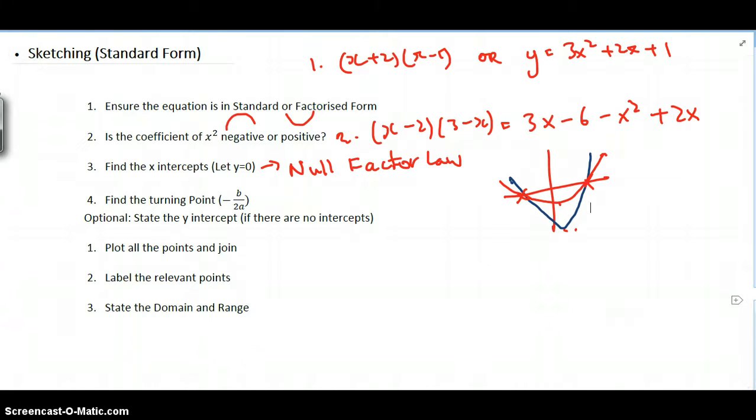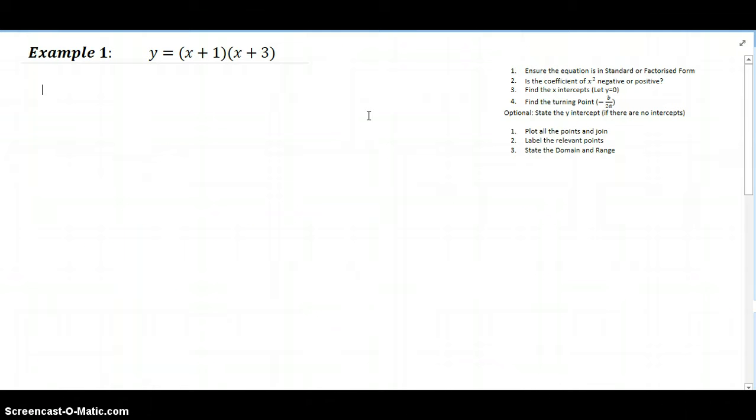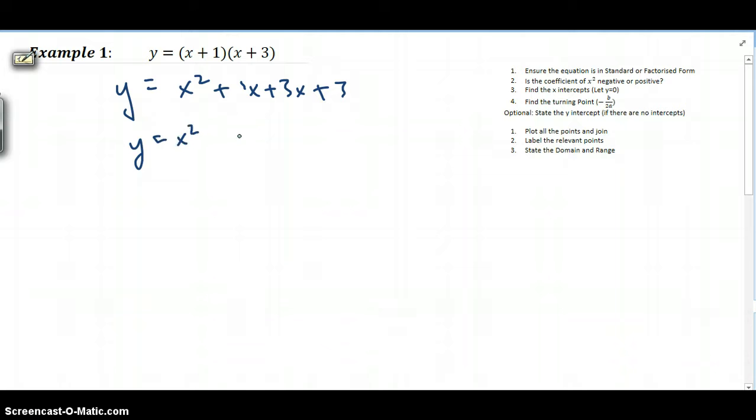Everything else falls into what we usually have with our sketching graphs. So let's have a look at the example now. Ensure the equation is in factorized form or standard form. So yes, a tick. Now, is the coefficient of x squared negative or positive? I'm just going to quickly expand this. This will become y equals x squared plus 1x plus 3x plus 3, and so this ends up being y equals x squared plus 4x plus 3.